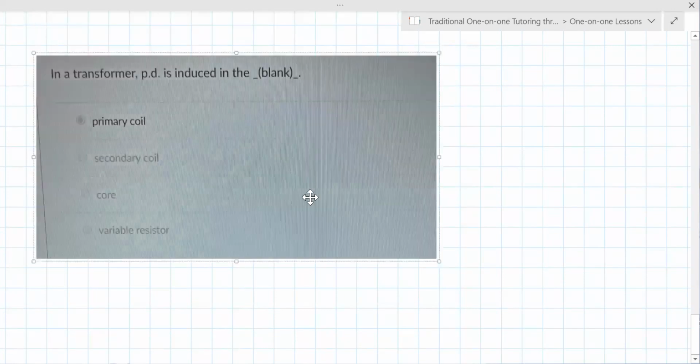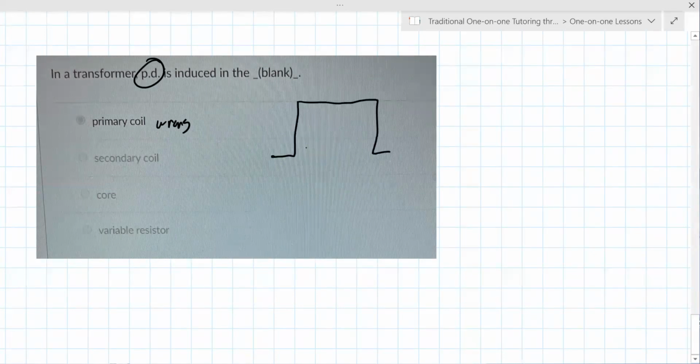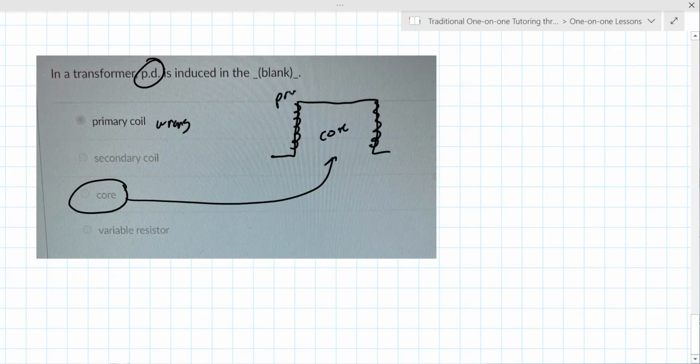Okay, the issue with this one, this is wrong, is that we didn't really know what PD referred to. I thought it was potential difference. And so there's coil 1, coil 2, and I guess we can say it's induced in the core because the core is between them, rather than the primary coil and the secondary coil. The core is probably what it means by where it's induced.